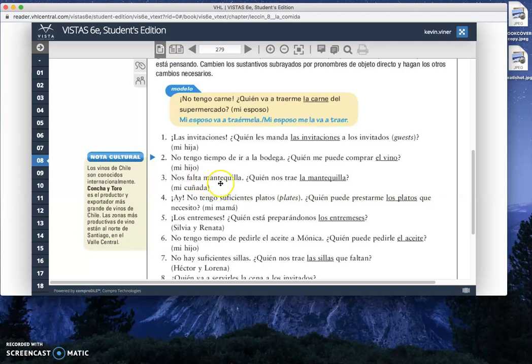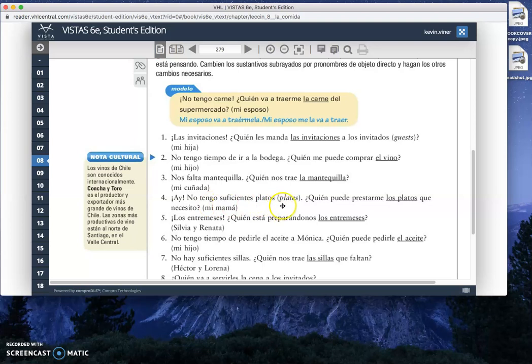3. Nos falta mantequilla. ¿Quién nos trae la mantequilla? Pause. We're back. So the person is mi cuñada. So you'd say, mi cuñada nos la trae. Mi cuñada nos la trae. La, of course, referring back to la mantequilla.